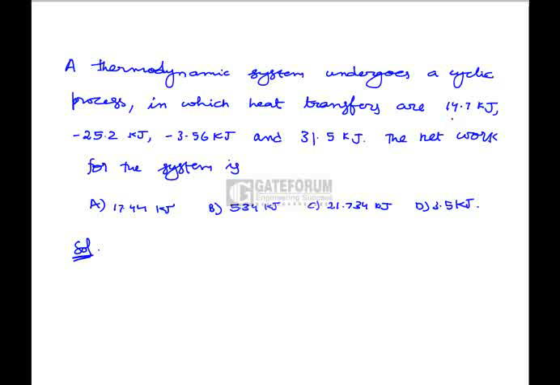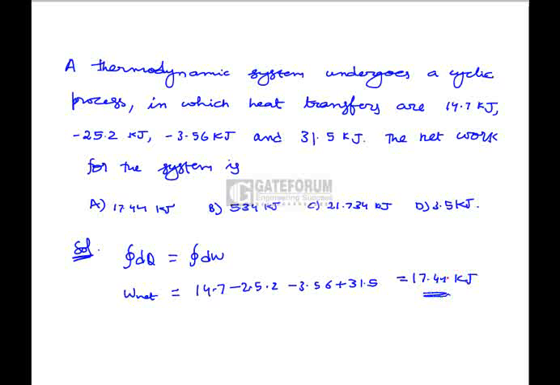Here positive sign indicates heat supplied to the system and negative sign indicates heat rejected from the system. In a cyclic process, the equation is given by cyclic integral of dq is equal to cyclic integral of dw. So cyclic integral dw gives the net work done by the system, which is equal to cyclic integral of dq, that is 14.7 minus 25.2 minus 3.56 plus 31.5, which is equal to 17.44 kilojoule. So the right answer is 17.44, and in the options the correct option is A. A is the right answer.